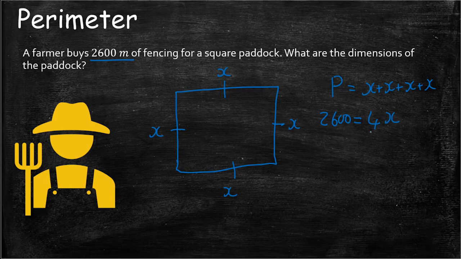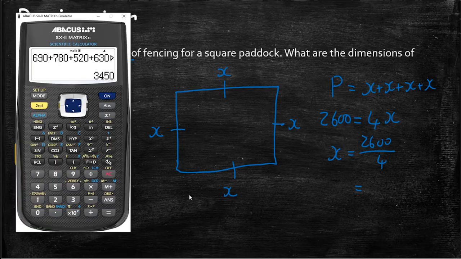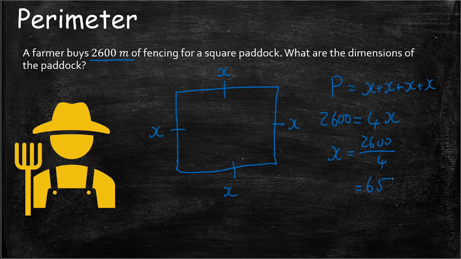So what we're looking for is 4 times what number gives me 2,600. The way we're going to work that out is we're going to divide this perimeter into 4 equal parts. So the length of each side is going to be 2,600 divided into 4 equal parts. We'll grab the calculators there, and we're going to go 2,600 divided into 4 equal parts gives me 650. That's 650 meters. So what are the dimensions of the paddock? Well, each side is the same length, and each length is 650 meters.